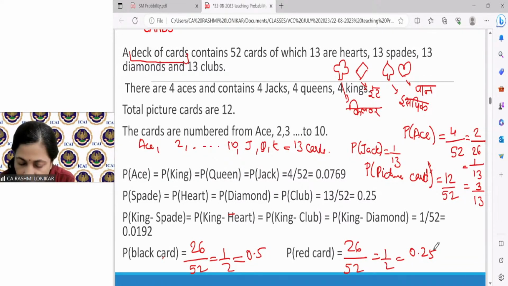Rohit, from 1 to 13, the number of cards is 4. How can you have 1 to 13 number of cards as 4? Okay, Rohit, how many picture cards are there? 3 for each type, and then you also have the ace. Picture cards are 3 for each type.